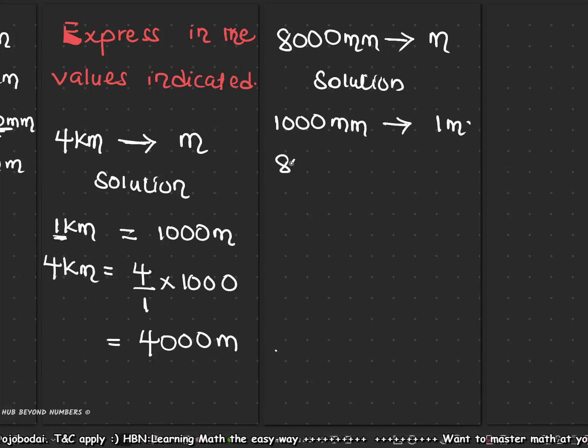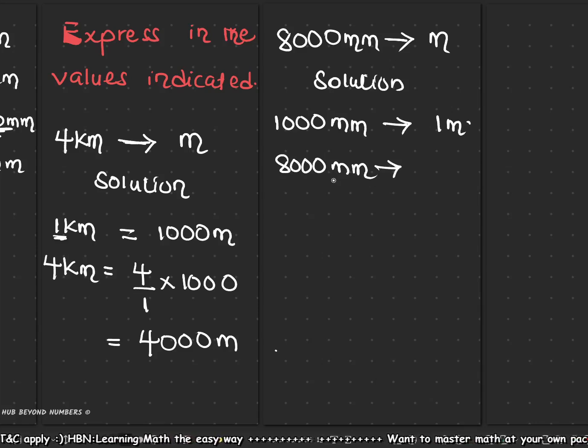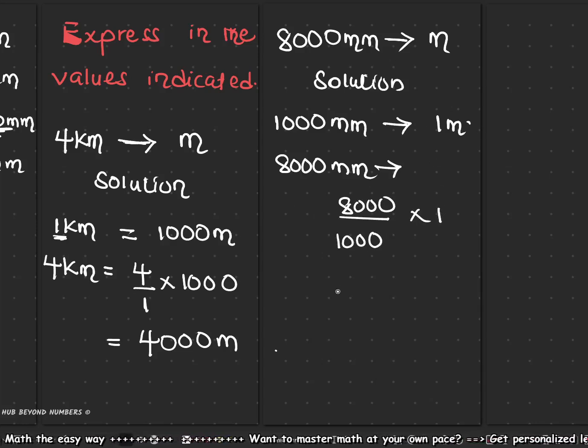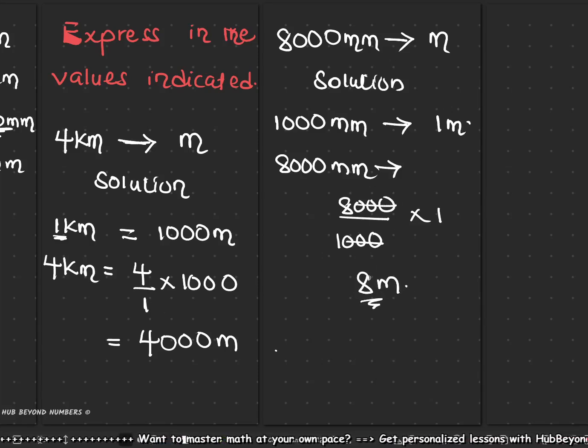Hence, if we have 8,000, then it means 8,000 is certainly going to give us more. And we say if more, then less divide. So we are going to get our 8,000 all over 1,000 times 1. And these 3 zeros cancel out the other 3 zeros, and we are left with 8 times 1. And that is in meters. Hence, 8,000 millimeters gives us 8 meters. That is how it is done, as simple as that.